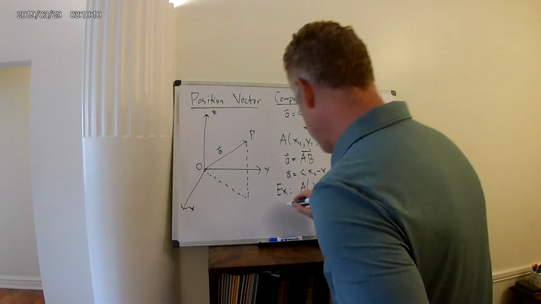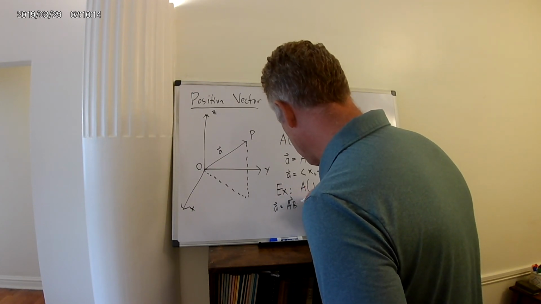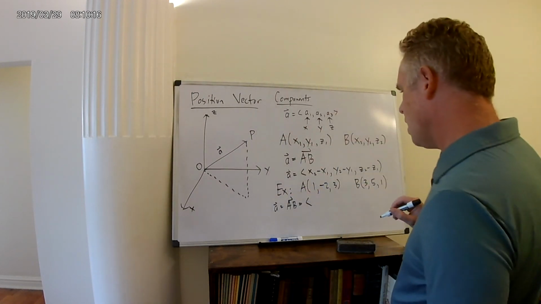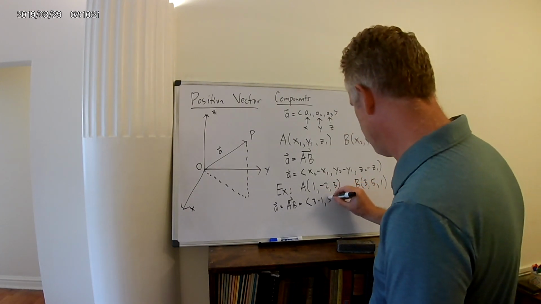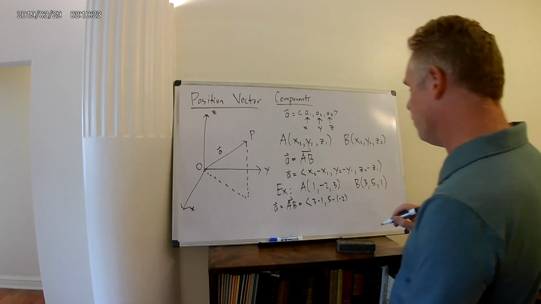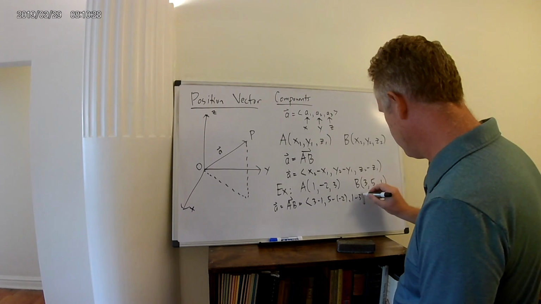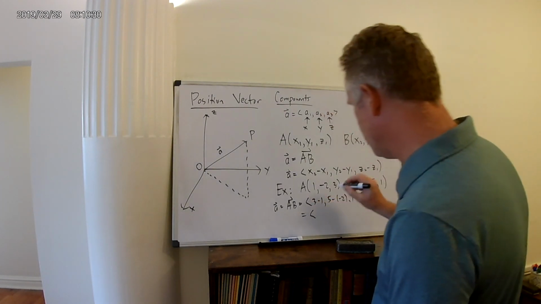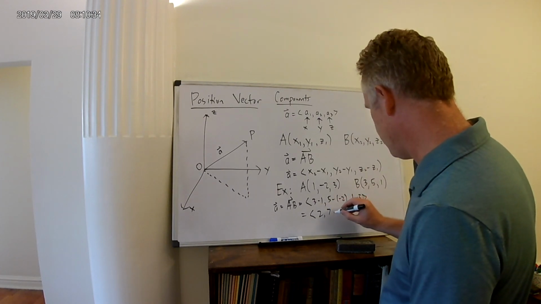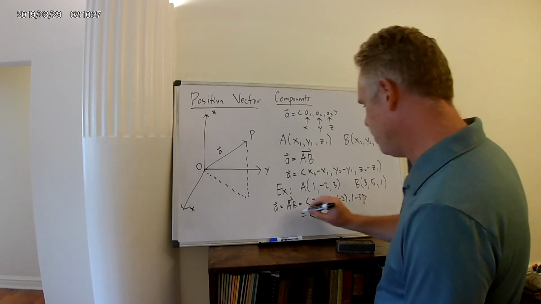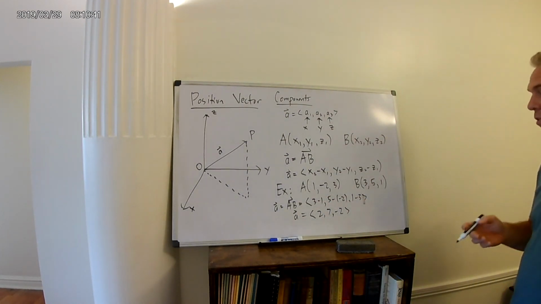So the vector that connects these 2 points, vector A, will have components of 3 minus 1. That's for the x component. 5 minus 2 for the y component. And finally 1 minus 3 for the z component. Okay, and simplifying this, we get 2, we get 7, right? And we get minus 2. So these are now the components of the vector A that connects these 2 points, okay?